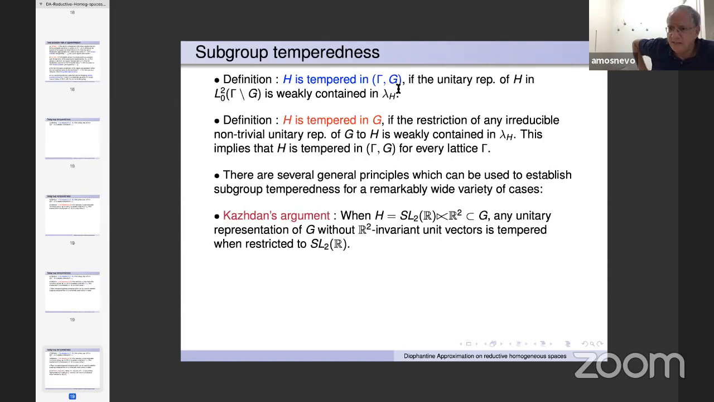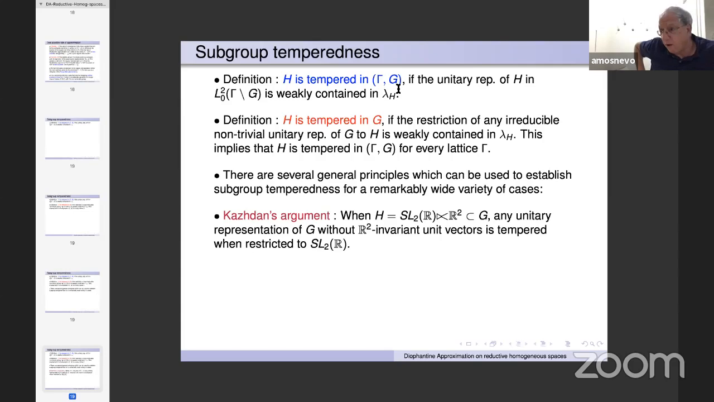Kazhdan in 1967 actually proved that when you consider H to be SL2(R) semi-direct R2, and it is contained in some algebraic group G, for example SL3, then any unitary representation of G without R2-invariant unit vectors is tempered when restricted to SL2. I'm sure everybody here remembers the proof. Okay, it's a very, very elegant argument. It's not really very hard, but that is the origin of Kazhdan's property T.